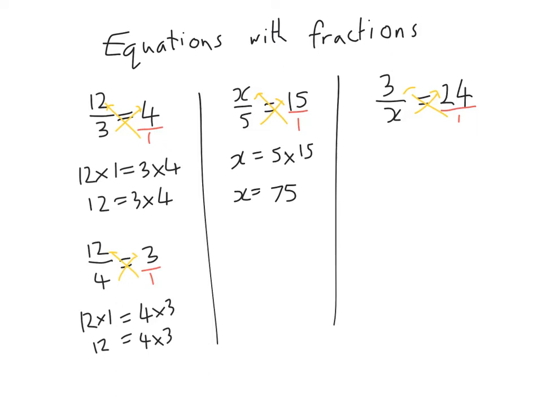So if we cross multiply, we get x times 24, or 24x, and that would equal 3 times 1, or 3. So x this time, we always divide by the number of x's, so that would be 3 divided by 24, or 1 divided by 8, 1/8.